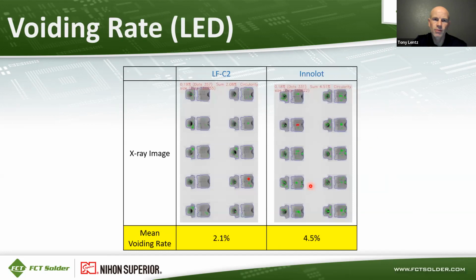Here's some X-ray images for the LED component, not cross-sections. You've got LFC2 shown on the left, Inalot on the right, and the mean voiding rate of 2% versus about 4.5% overall mean. So Inalot again is voiding a little more than LFC2, although both of those voiding rates are quite low and I'm sure well within acceptable limits.